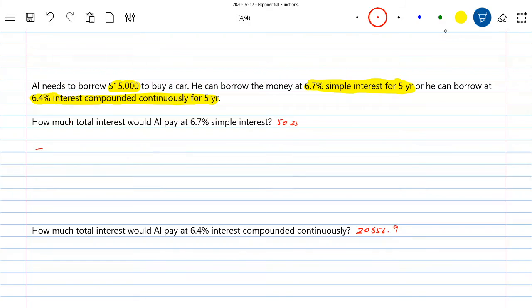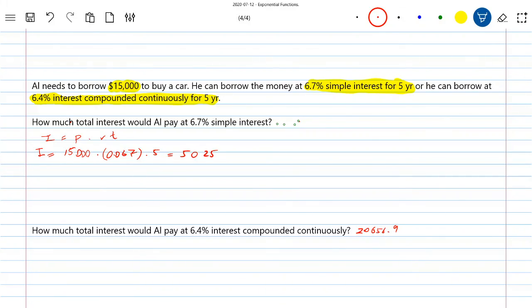If you remember simple interest, I is the total interest. Interest would be P times R times T. This is the total interest that you're paying. 15,000 times R, which is 0.067, 6.7 divided by 100, times T, 5 years. What would you get? Again, ignore this red. This is exactly what I calculated earlier. So what you get is 5,025.